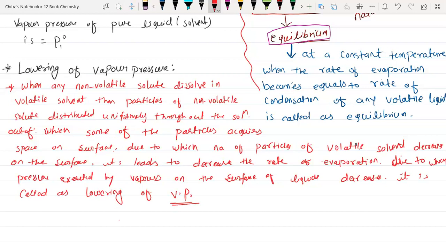Do reply. Yes, sir. So we have one formula for the same. We already went through that. P1 0 is the vapor pressure of pure solvent, right?